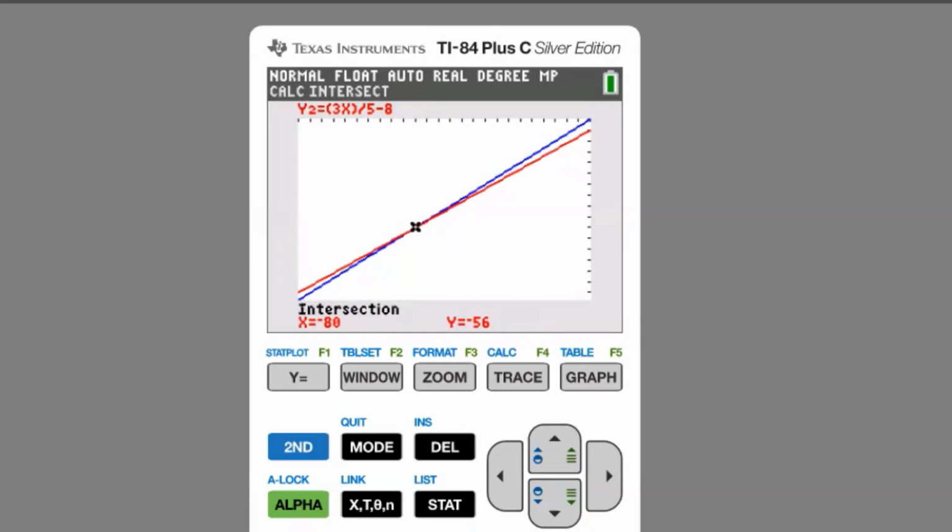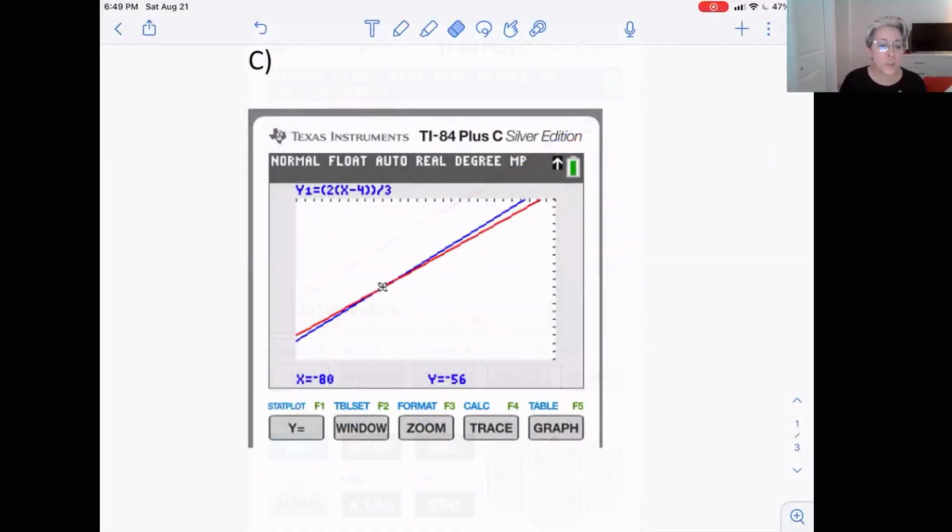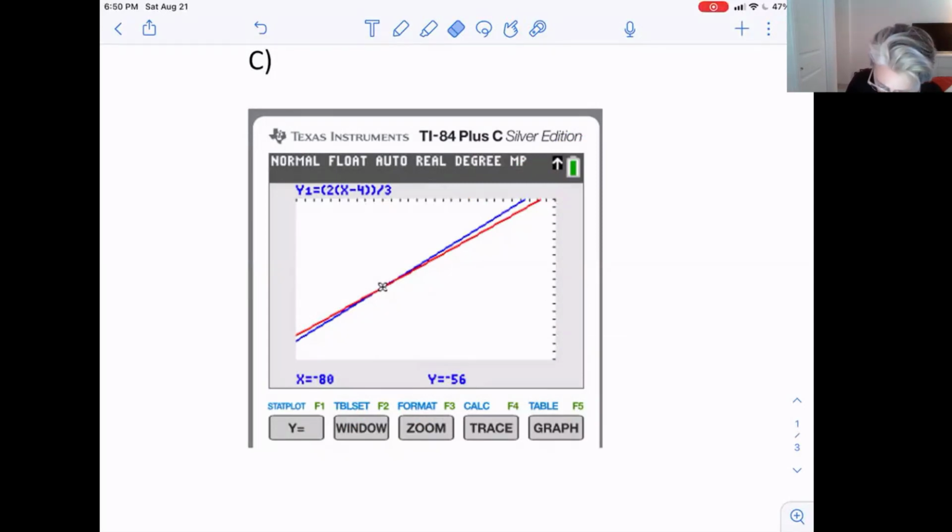And then, yes, we want it to guess, same as when we were finding the zeros before. And it gives us an intersection of negative 80 with a y of negative 56. So again, we have this intersection point here where x is at negative 80. But if you recall, the question wasn't where do they intersect? It wasn't an equal sign.